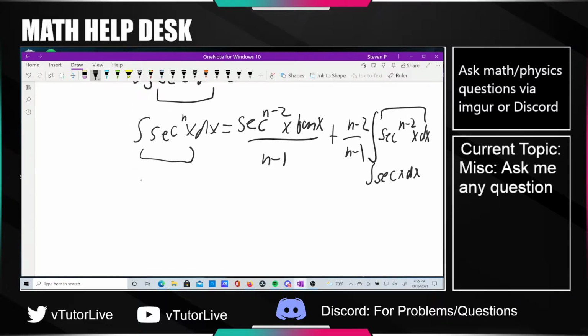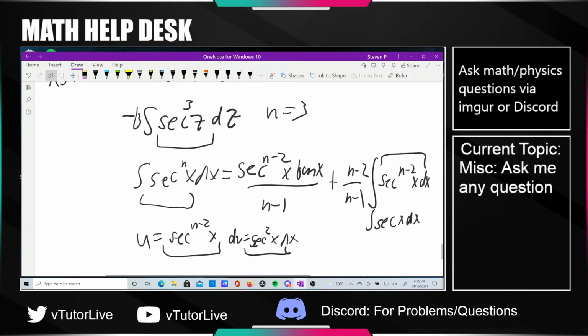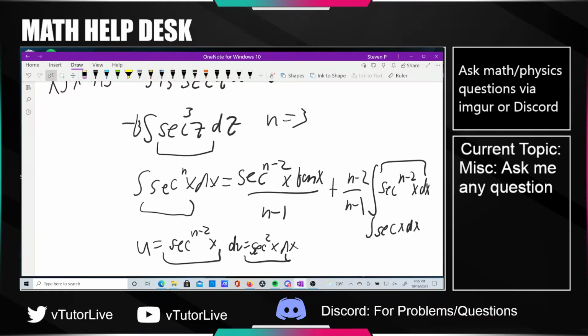Basically they're saying that to prove this formula, you use u equal to secant n minus 2 x, and dv equal to secant squared x dx. So you can see how you're taking n minus 2 factors of secant over here, and 2 factors of secant over there, right? So yeah, this problem is technically solvable by stuff that you've seen. It just looks like it sucks.